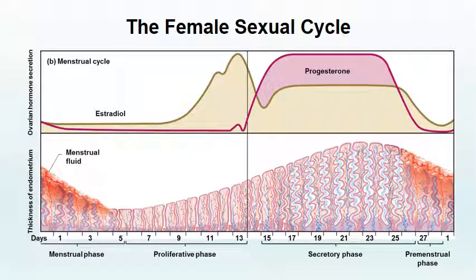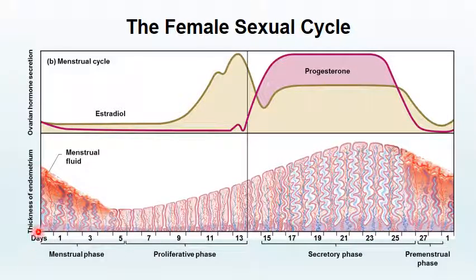Okay, so this is the other half of the figure that we were looking at before. What we have here are our ovarian hormones, so these are the hormones being secreted by the ovaries. And then here we have what's actually happening in the uterine wall. And then down here we have our days.